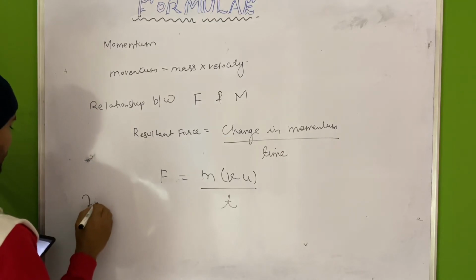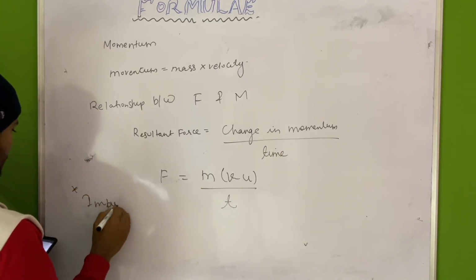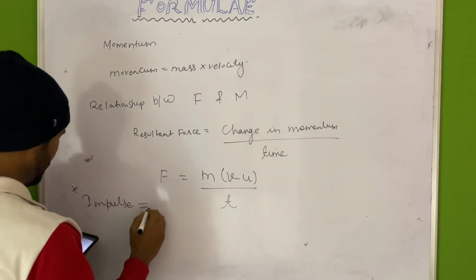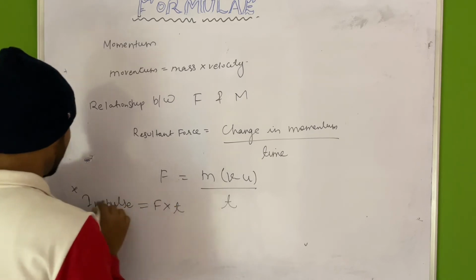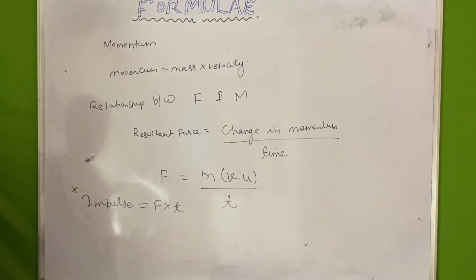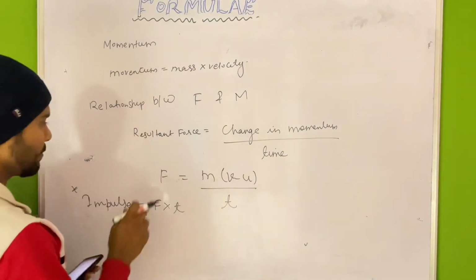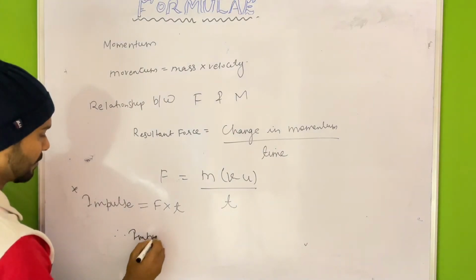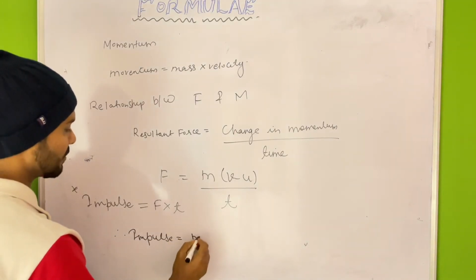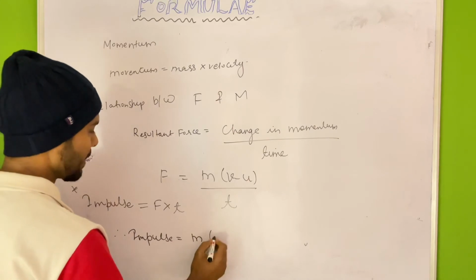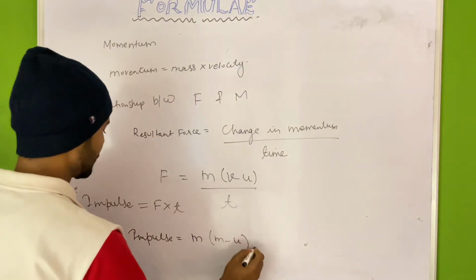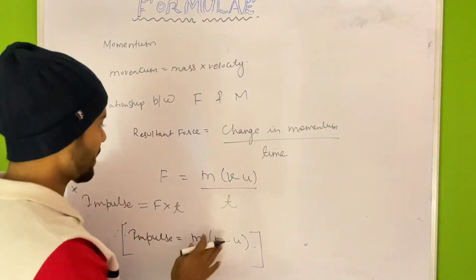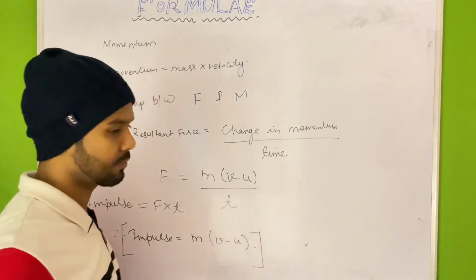Then we have impulse, which is equal to force into time. So force into time we can write as impulse. Therefore impulse is equal to change in momentum, mv minus mu.